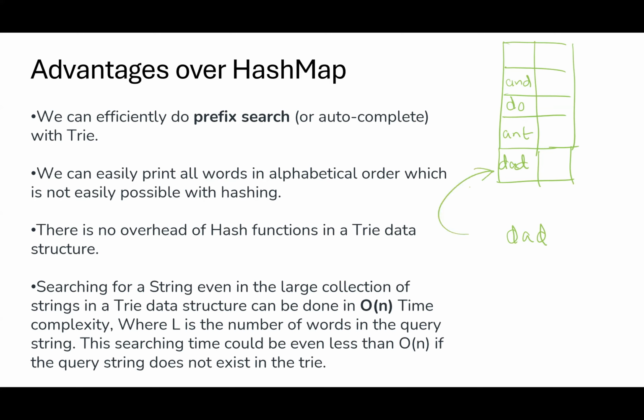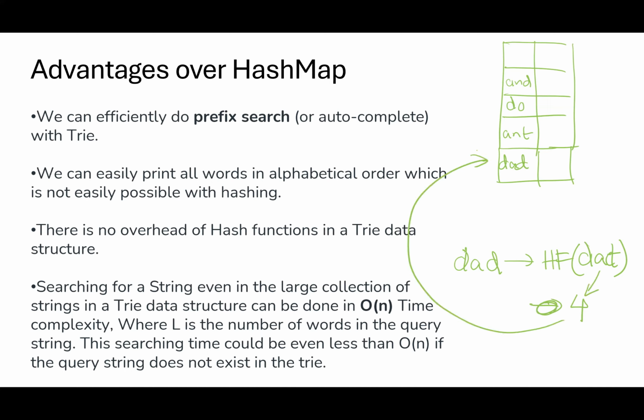But remember one thing: once we insert dad into the hash map, it wasn't going to the hash map directly. You remember the hash function, right? There was a hash function applied on, say, dad. That hash function gave me a value, say index 4. So I was going to index 4 and putting dad there. That is one thing.